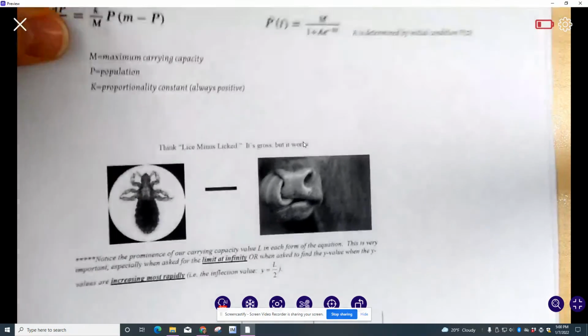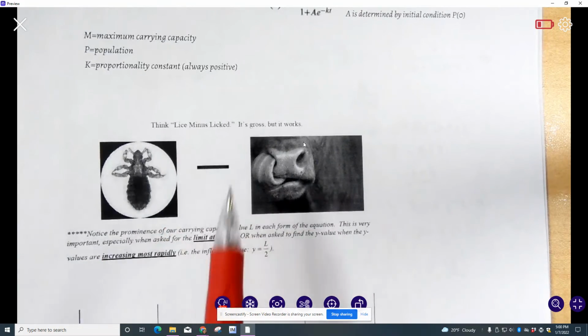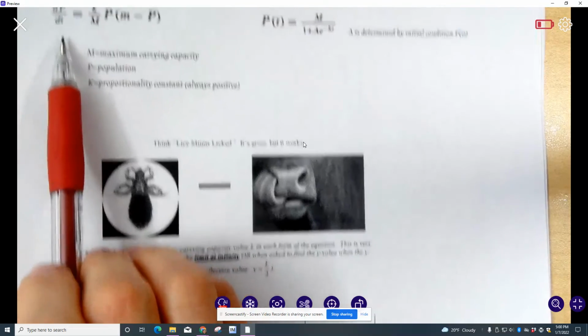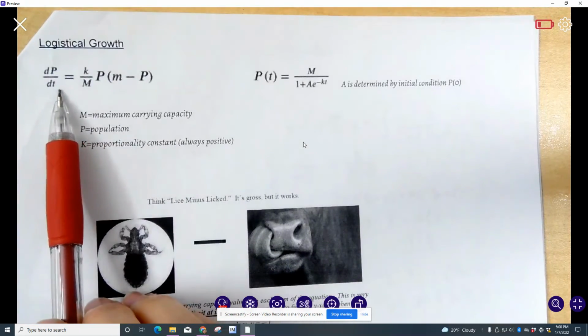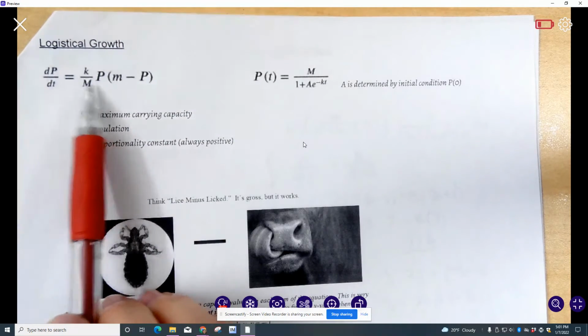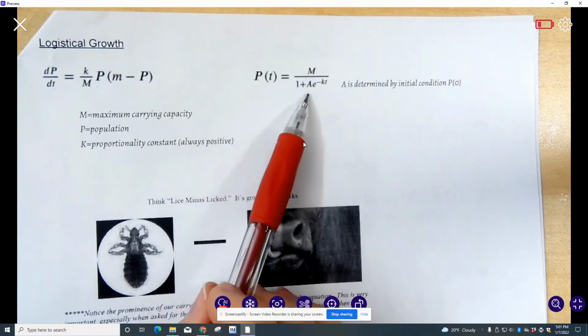Hopefully you watched that Khan Academy video that I recommended, and also the regular 6.5 videos. But this is just kind of a review. I can't remember where I got this from, but this is the formula for the rate of change. And then I think one of the videos in your notes showed solving this, so doing the integral of both sides to get the function for the population.